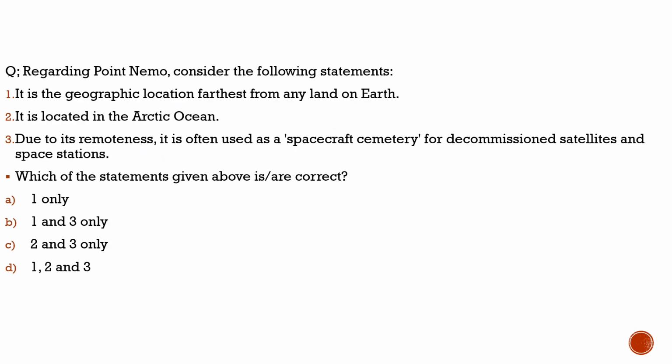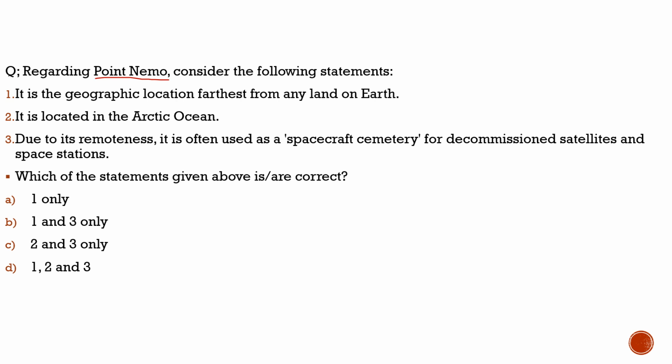Here the question is regarding Point Nemo. Please remember that it is the point in the oceans farthest from any continental land, and it is often said that the nearest human settlement to Point Nemo is the people in space, on the International Space Station, rather than on a continent. So please remember that. Let's solve the question regarding Point Nemo.